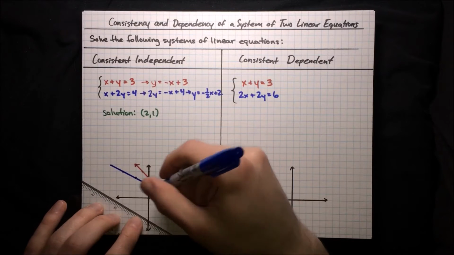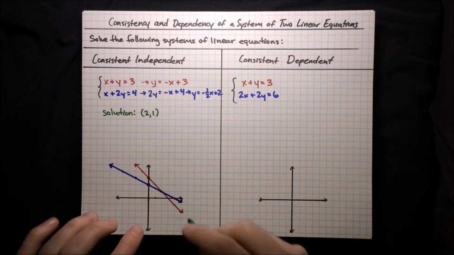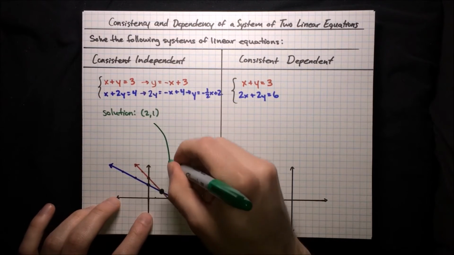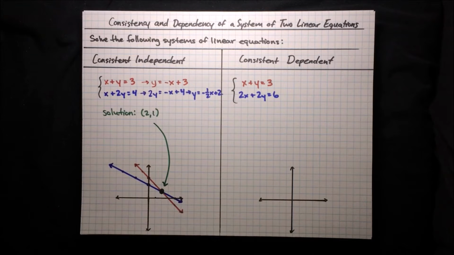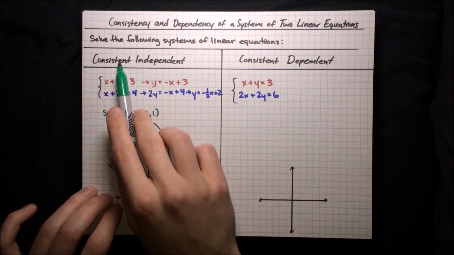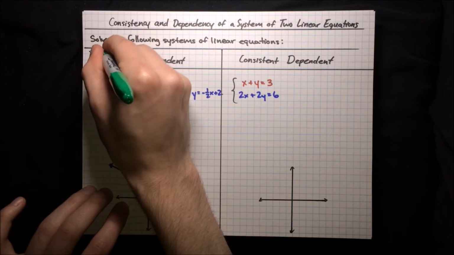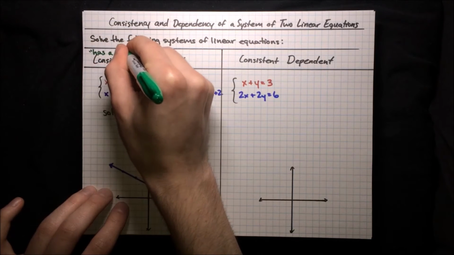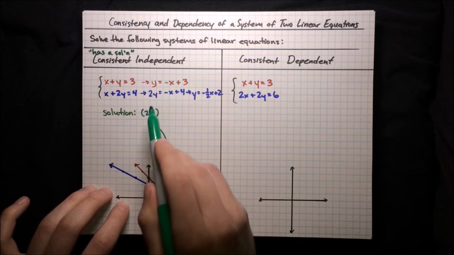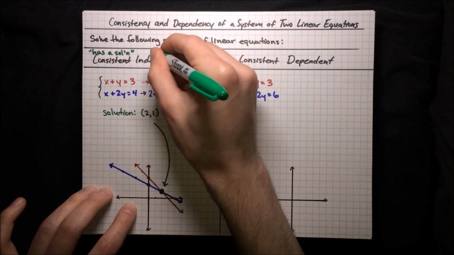And where do the lines intersect? Well, they intersect right over there. And that indeed is the point (2, 1). Great. Now we call this system consistent independent. And what this means, consistent, just means that it has a solution. So consistent means has a solution. Okay, and then independent means that the solution is the only solution. There's only one solution.